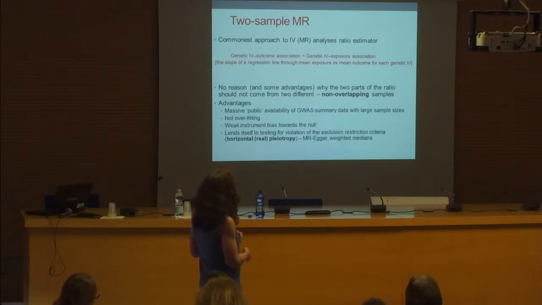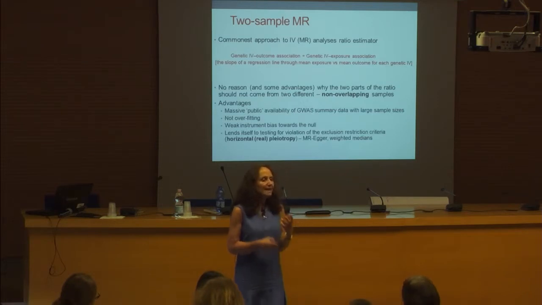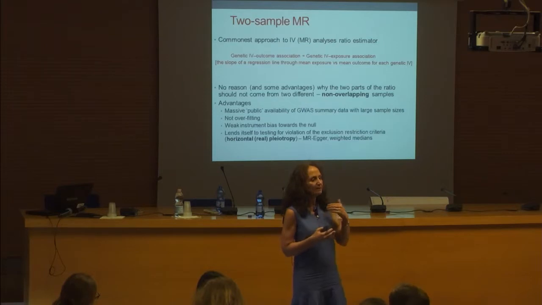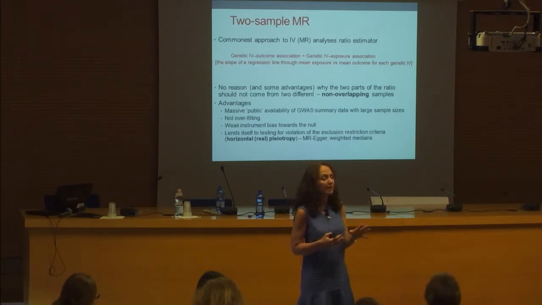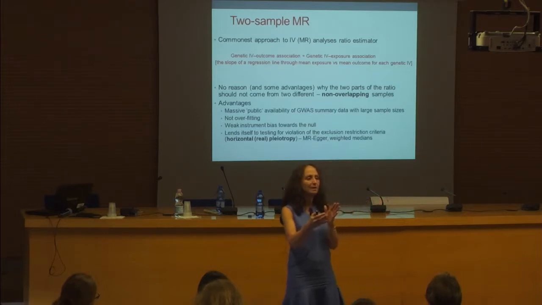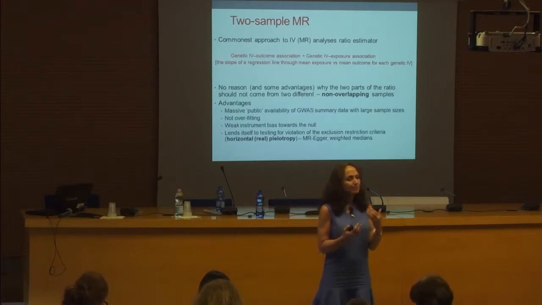And then lastly, this two-sample Mendelian randomization approach, particularly with the summary data, lends itself now to some new methods that have been developed and are continuing to be developed for testing this concern we have about horizontal pleiotropy. And you might wonder whether it's the cart driving the horse or the horse driving the cart. It's a bit of both.